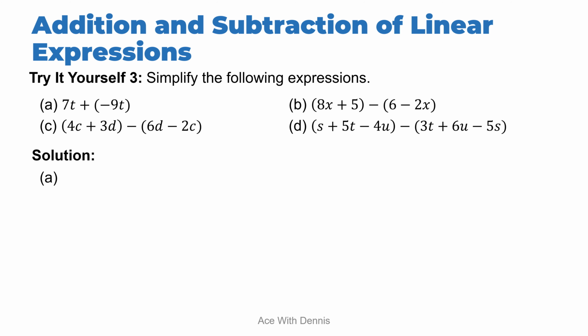So here's the solution for A, 7t plus bracket negative 9t. So the positive sign multiplied with the negative sign, we get negative sign. Hence, it is 7t minus 9t, and the result is negative 2t.